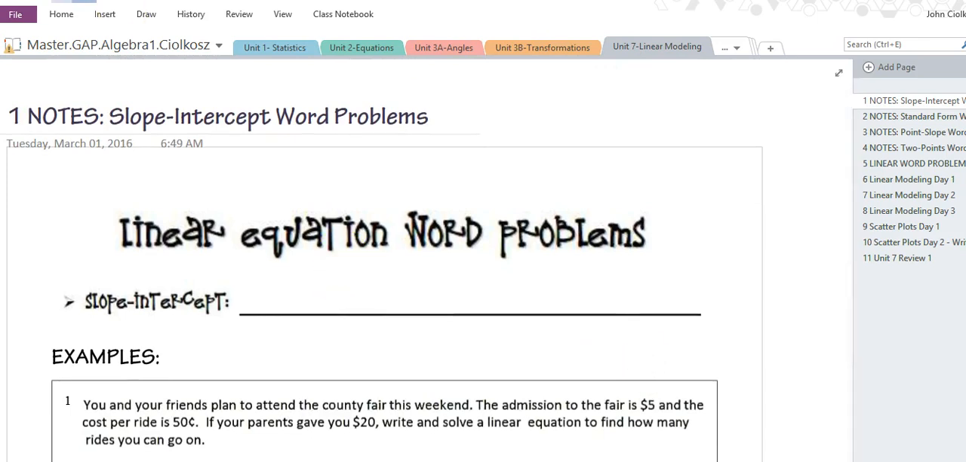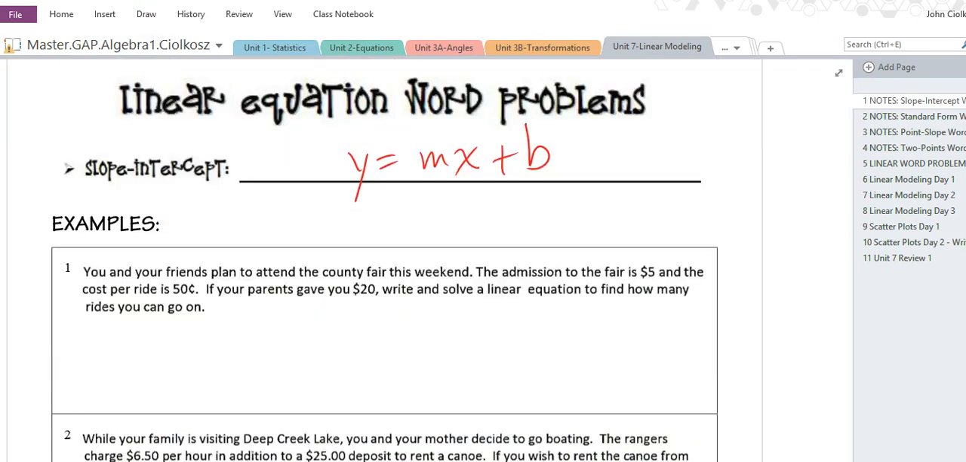So reminder, slope-intercept looks like y equals mx plus b. The key idea is understanding what each variable represents. For b, this is like a one-time cost or an initial cost. For m, we're going to see the word per. So this might be per hour, per item we buy. The key idea is per means it's multiple times, so that's always our slope.